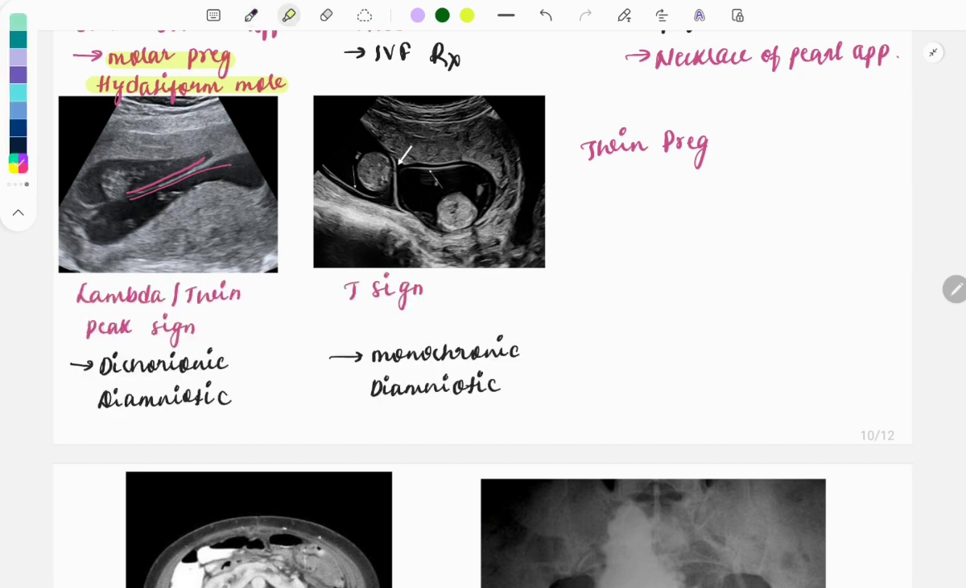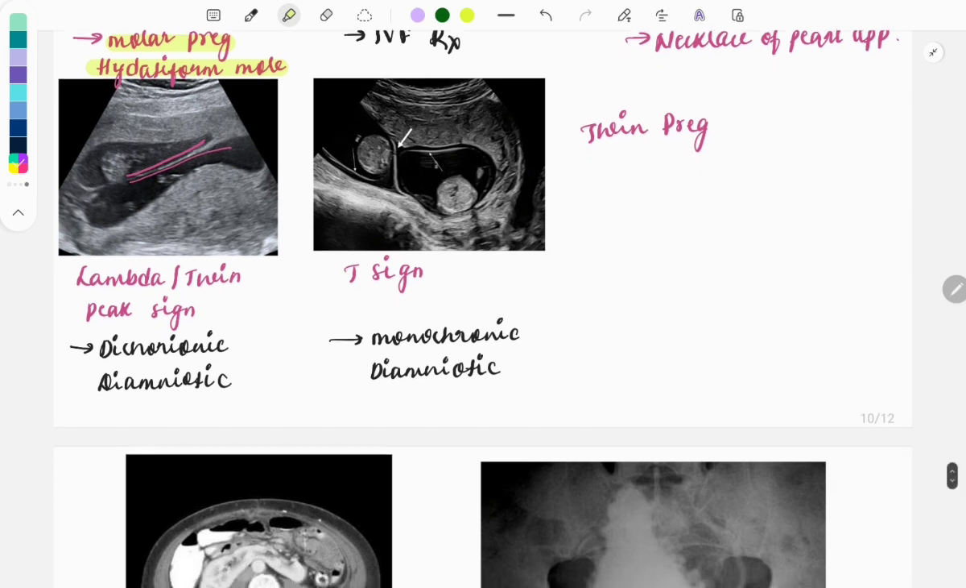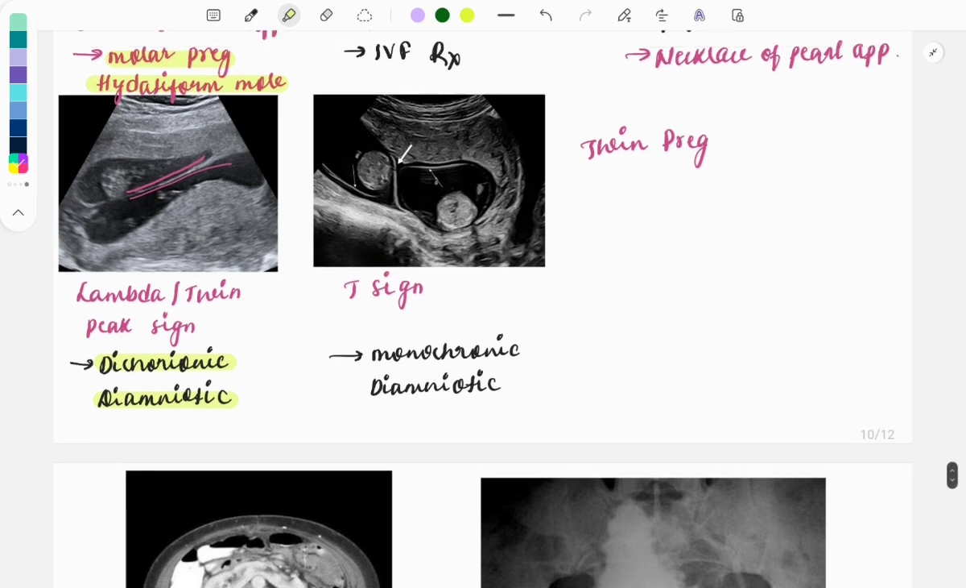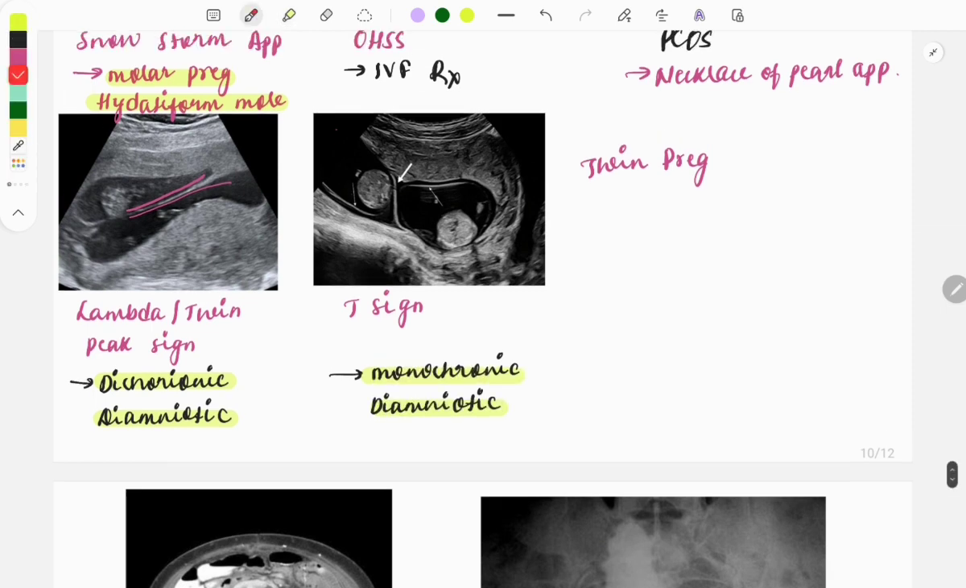So this sign is called the twin peak or the lambda sign, and this is seen with dichorionic diamniotic gestation. And the next sign, this is the T sign, and this is seen in monochorionic diamniotic gestation. So these two images are very important, so you need to look at them.